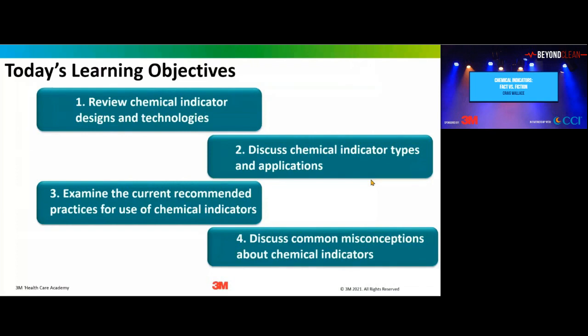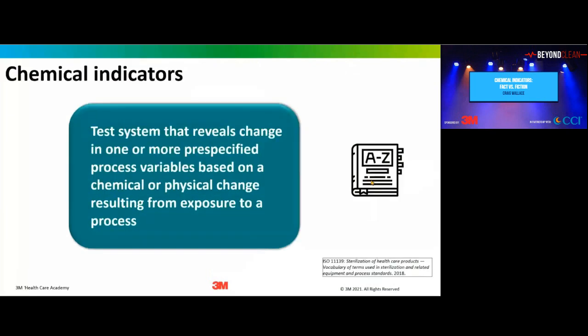So we'll start with a definition like we often do. This is from the ISO standard that provides definitions of sterilization and disinfection related terms. You can see that a chemical indicator is a test system that's based on measuring process variables, and we'll talk more about those, and then respond with a chemical or a physical change. They'll respond to that exposure.